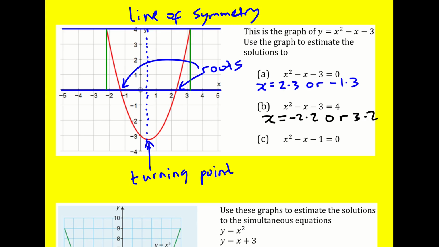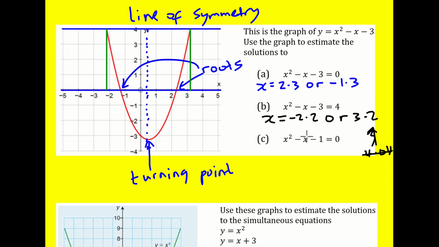Notice you could actually substitute your value back in to a calculator. If I work out what 3.2 squared minus 3.2 minus 3 is, then I get 4.04 when I substitute that in. So I know that's pretty good. That's very close to 4. It's going to be the correct answer to one decimal place. So you can kind of use exact methods to just check your solutions.